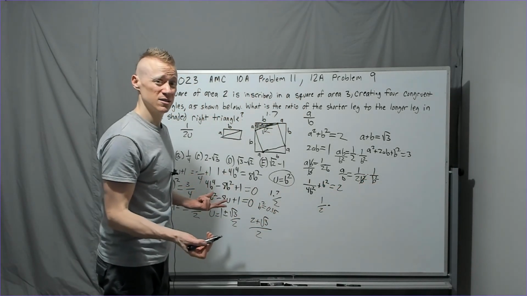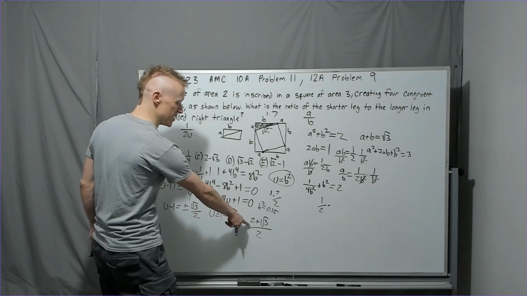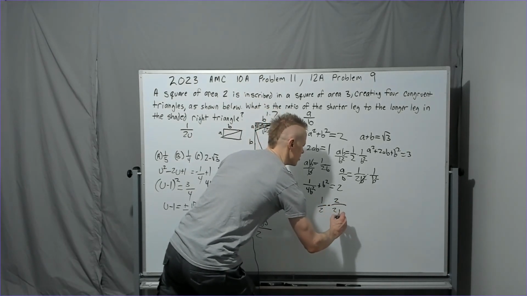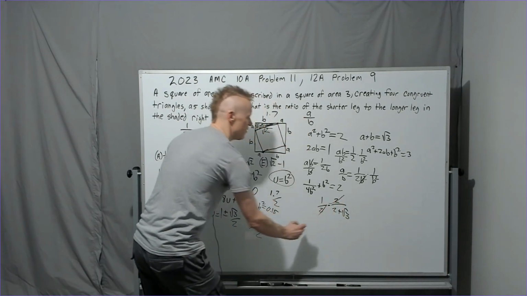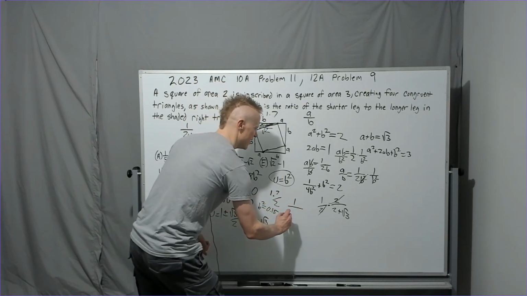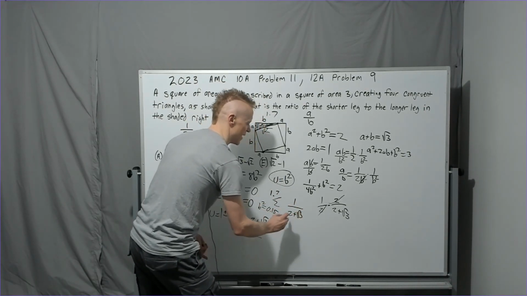The reciprocal of b squared. So if this is b squared, I want the reciprocal of that, which is 2 over 2 plus root 3. Those are going to cancel. Now your answer, don't forget this is the answer when we get it, is 1 over 2 plus root 3.